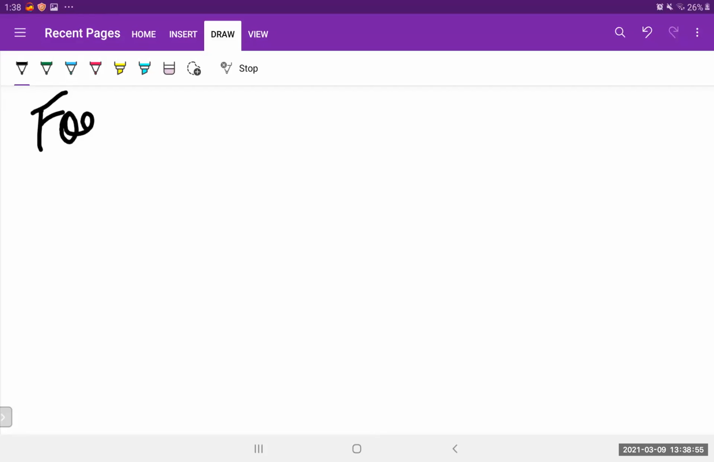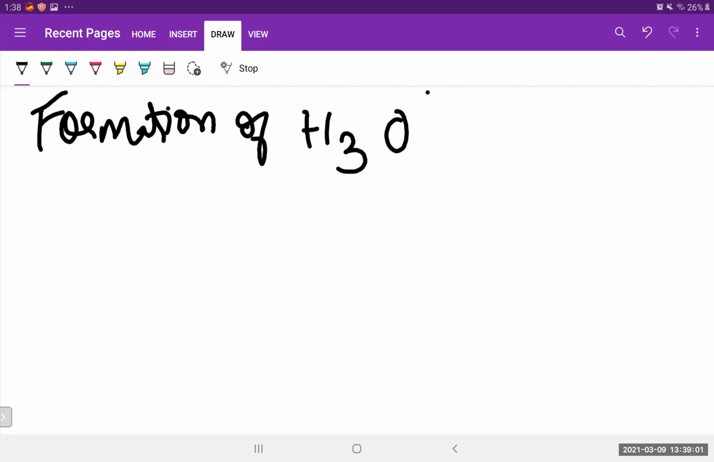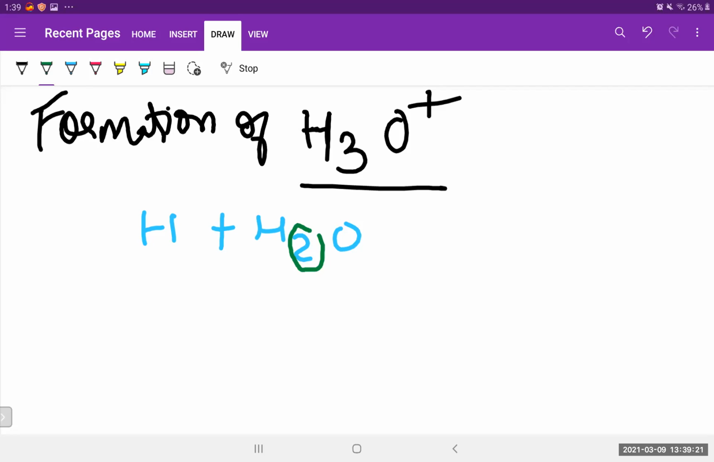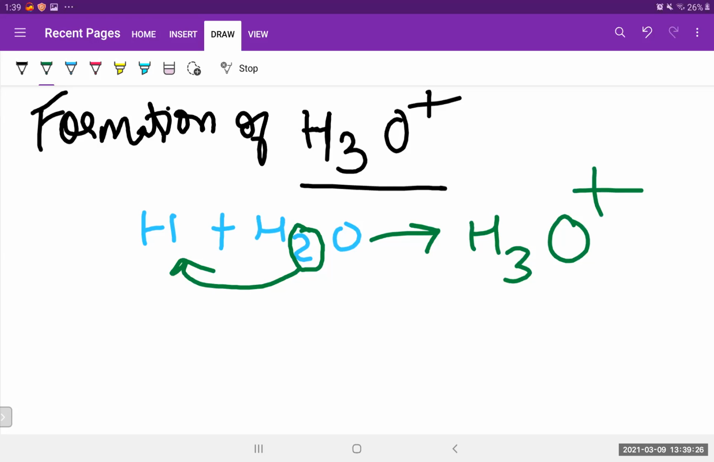So formation of hydronium, H3O plus. Okay, this we'll study in the next chapter. We'll begin the chapter today itself. So how to get this hydronium? We know that when one more hydrogen is added to water, H2O, two hydrogens were there, now one more has come. How many will we get? Is it understood? How have we got this hydronium? Yes. So in the same way, we'll make the whole thing.